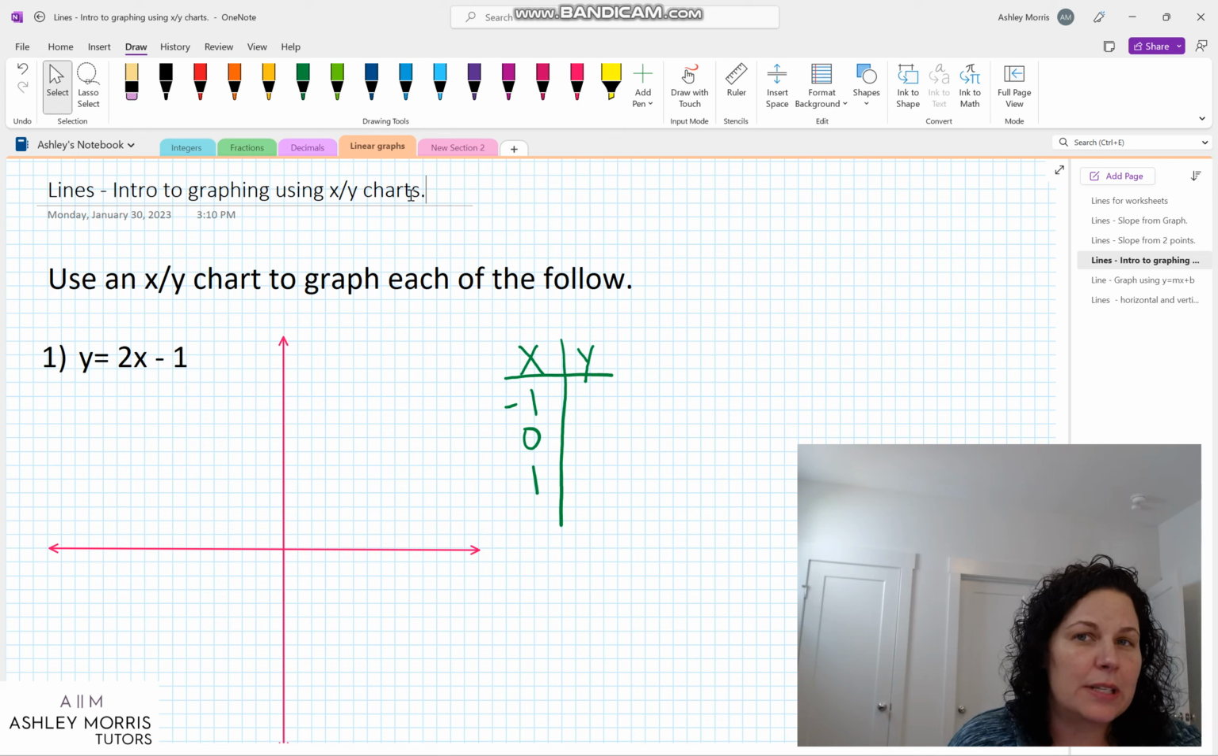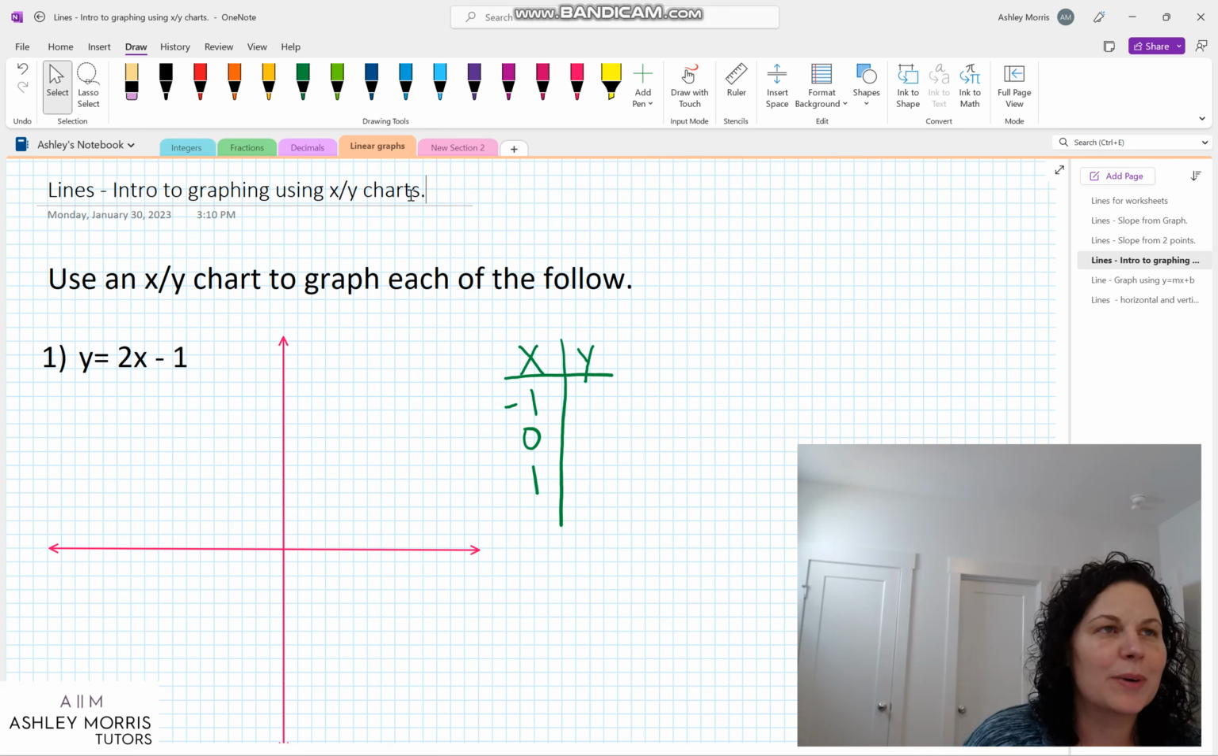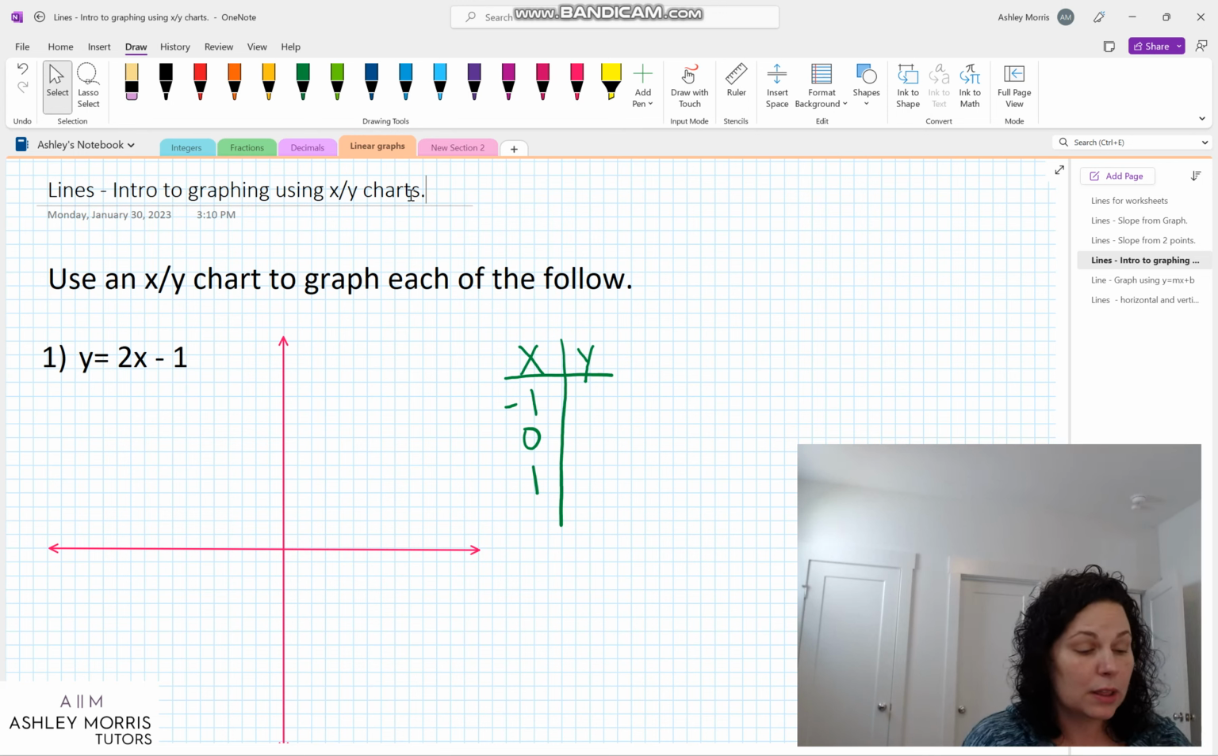But I usually use -1, 0, and 1. Why? Because they're easy to work with. Multiplying by 1, so easy. Multiplying by 0, so easy. If you start using other numbers, it gets a little trickier because the numbers get bigger. So I'm going to plug in 3 numbers, -1, 0, and 1, and I'm going to plug them in for X. Why X? Well, look at this equation.